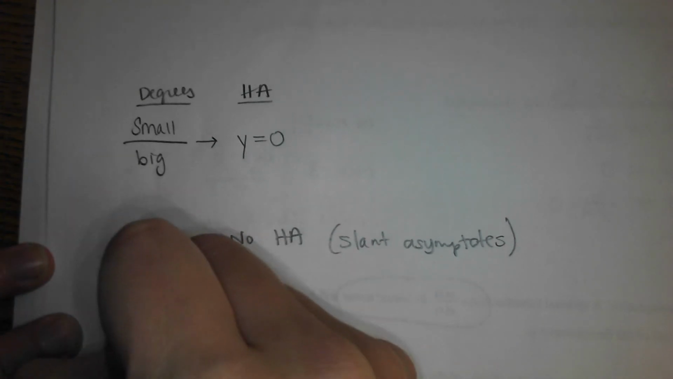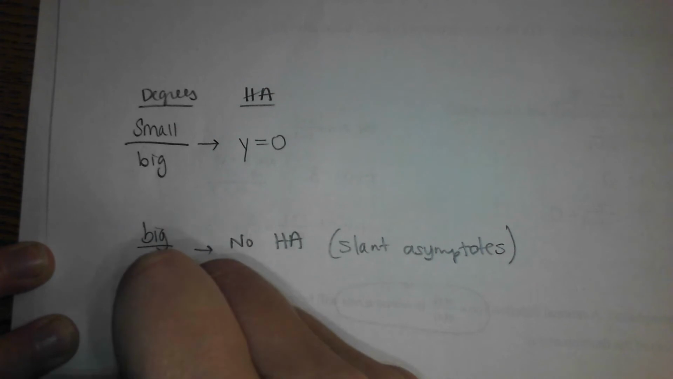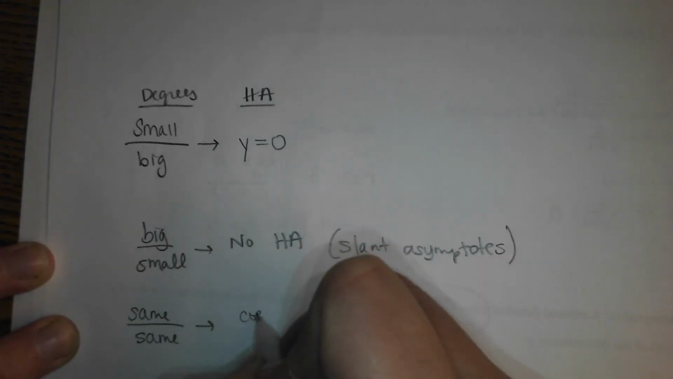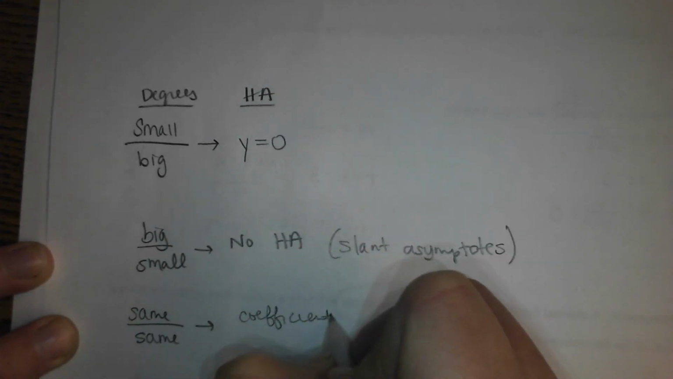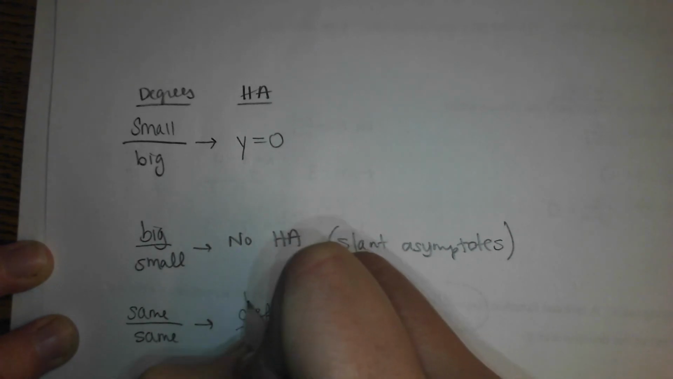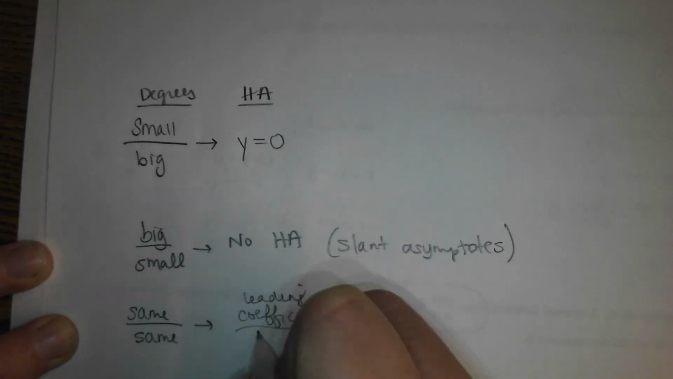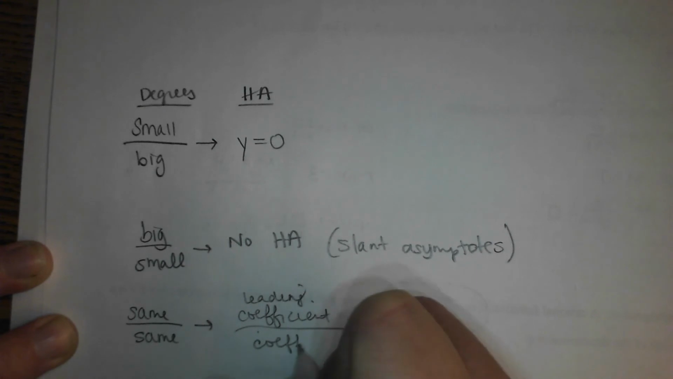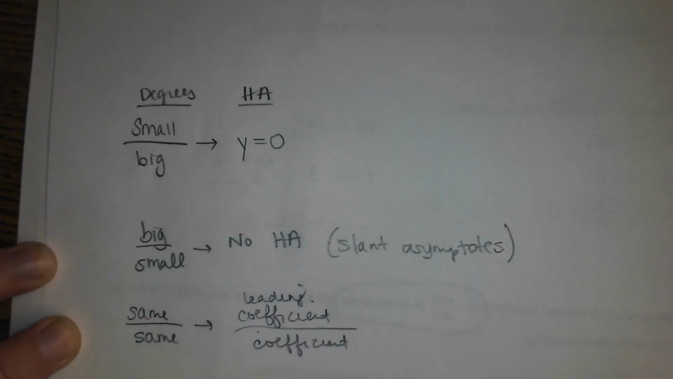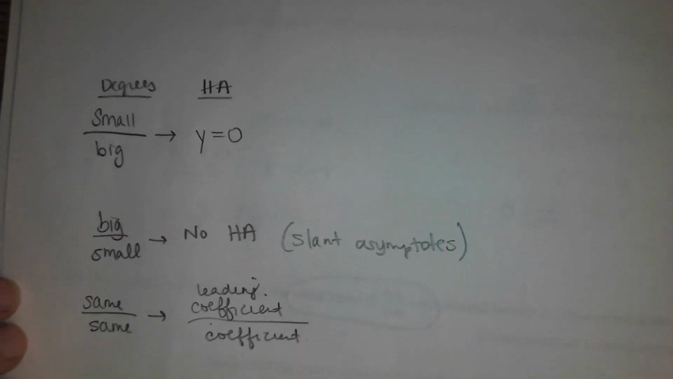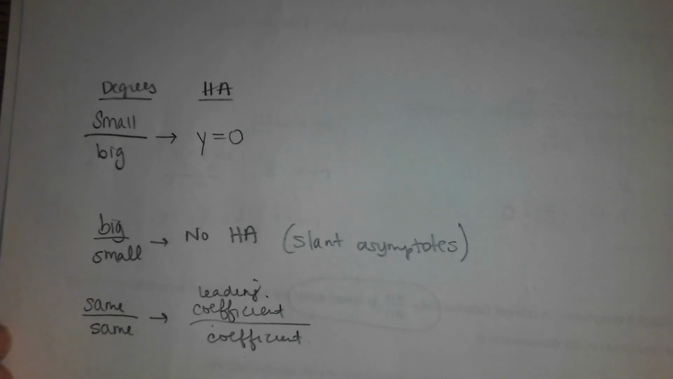And if it's same over same, it comes from the leading coefficient over the leading coefficient. Can you pick one from those 4 examples that would qualify as same over same, and then I'll show you what that means?